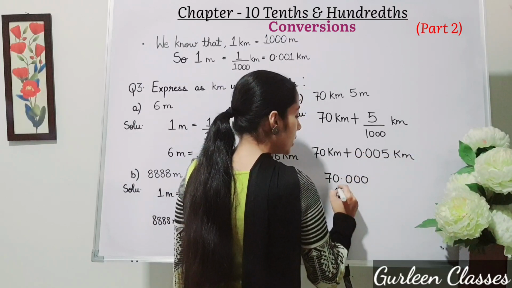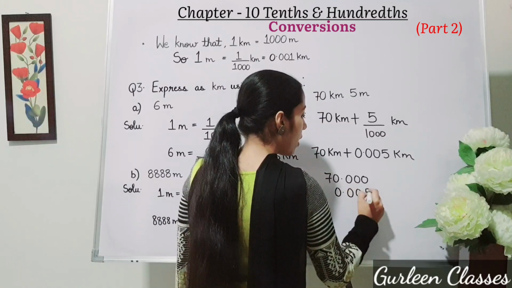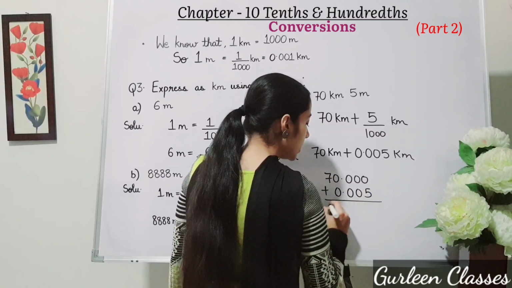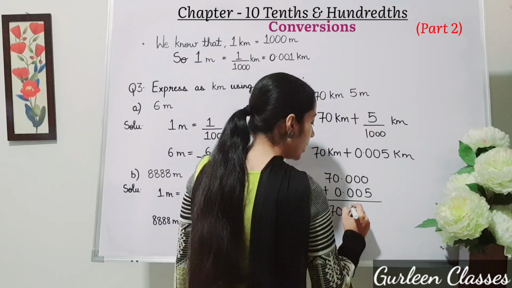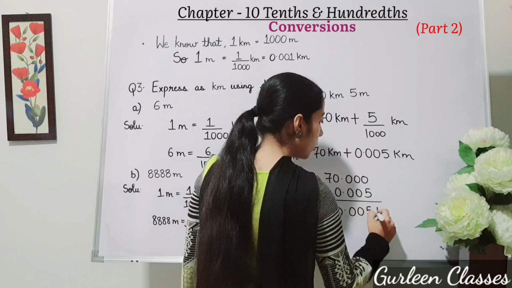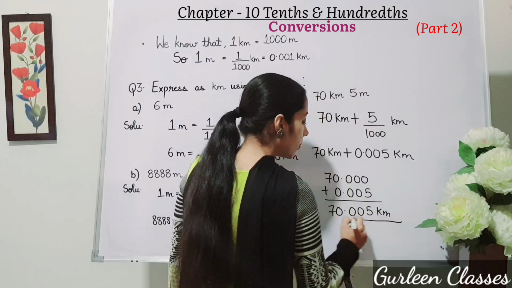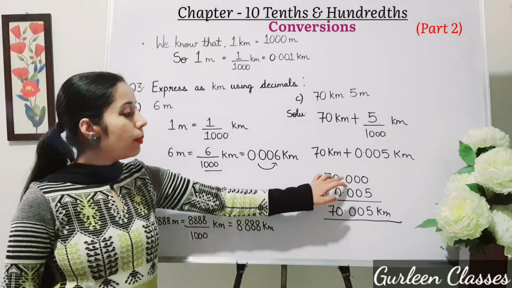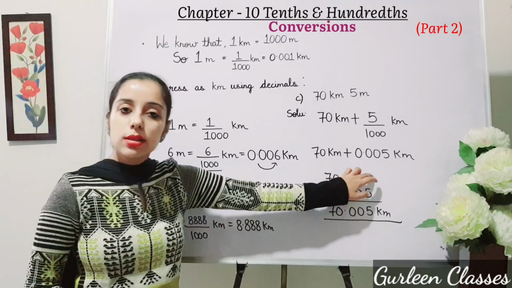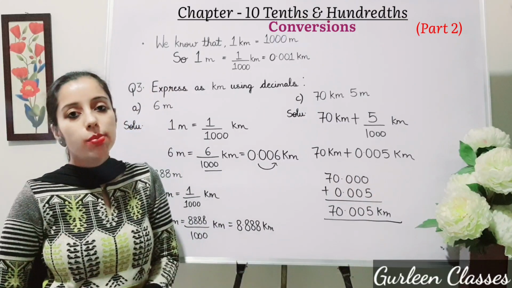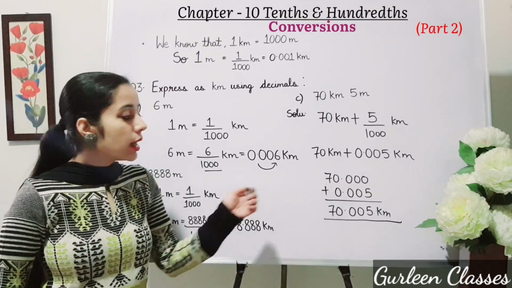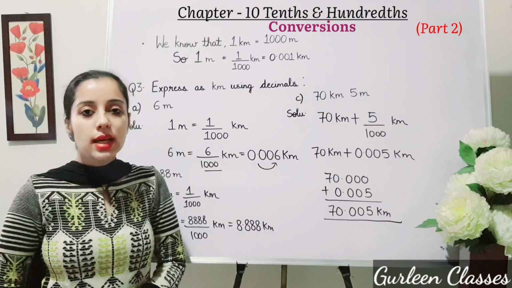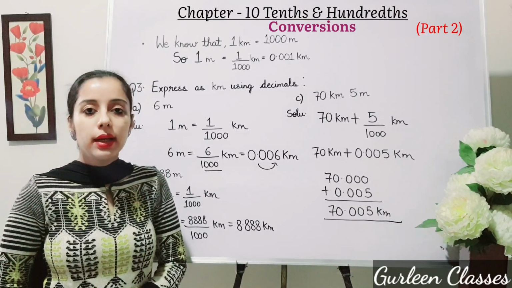70.000 then 0.005. It is very easy. It is coming 70.005 kilometer. So whenever you have to add 70, you can place point then 000. So the answer is coming 70.005 kilometer. I hope students now you are able to convert meter into kilometer.